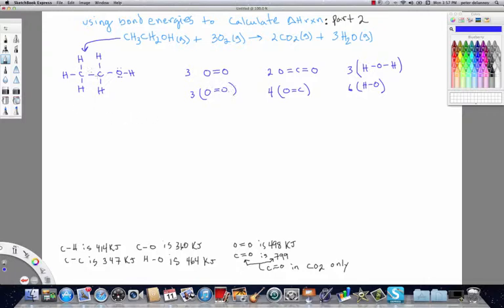Now, on this molecule, you can see you're going to have 1, 2, 3, 4, you're going to have 5 CH or HC bonds. You're going to have 1 CC bond. That's this guy. You're going to have 1 C bond O. That's this guy. And we're going to have 1 OH bond. That would be this one.